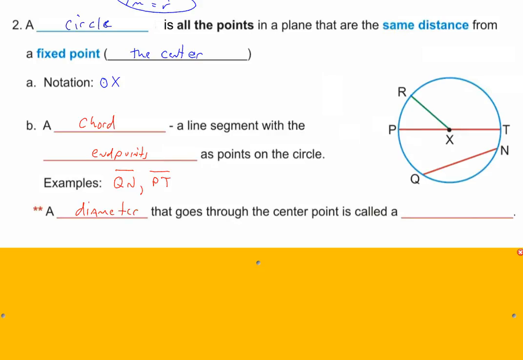Diameter goes all the way. So is a diameter a chord? Yes. Is every chord a diameter? No. But every diameter is a chord. Okay. Is every chord a diameter? No. Is QN a diameter? No. But is every diameter a chord? Yes. All right. So a diameter, I did it backwards here. A chord that goes through the center point is called a diameter.